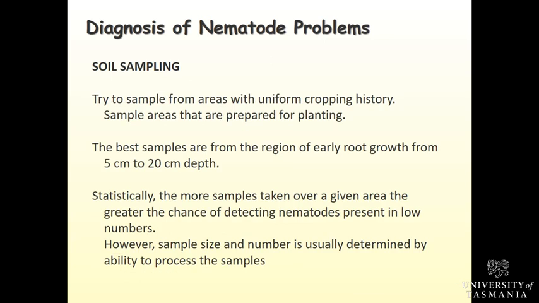So in your soil sampling, again, try and get a suitable soil sample from about 5 to 20 centimetres depth in that early root growth area where the nematodes are most likely to be feeding. So when there's young, rapidly growing roots, that's where you're going to have more nematodes actually feeding.